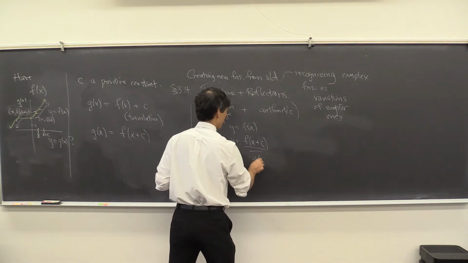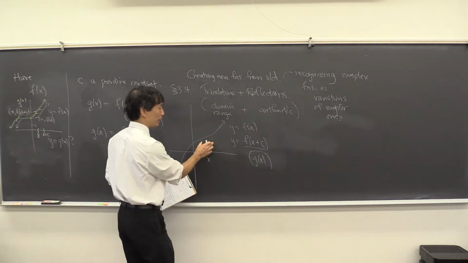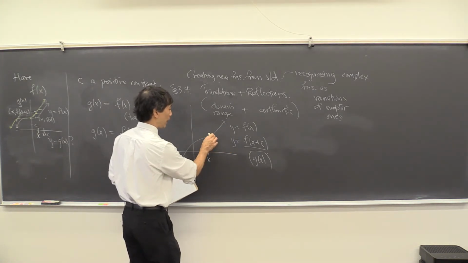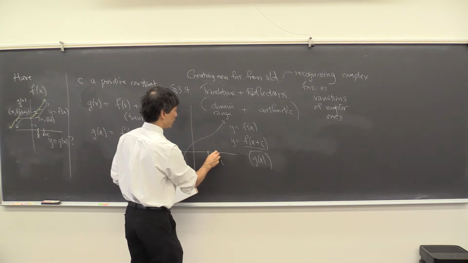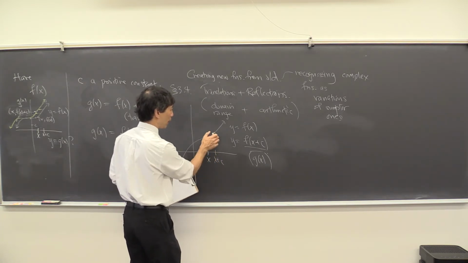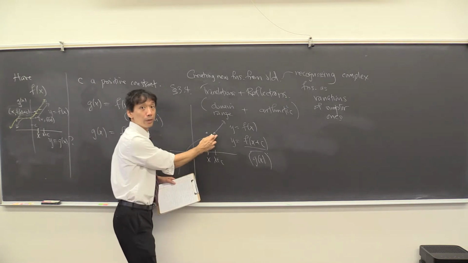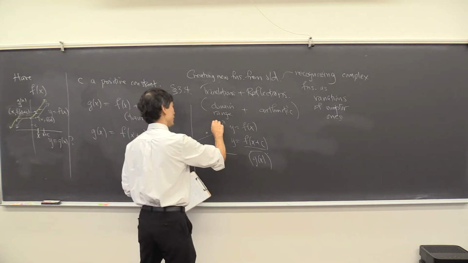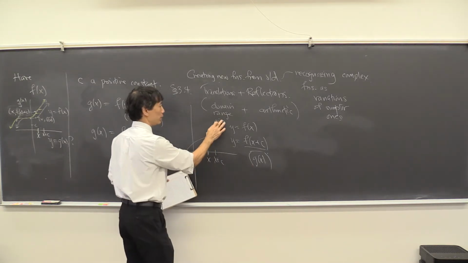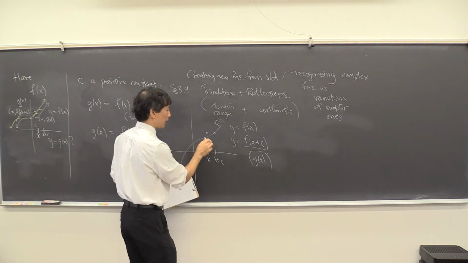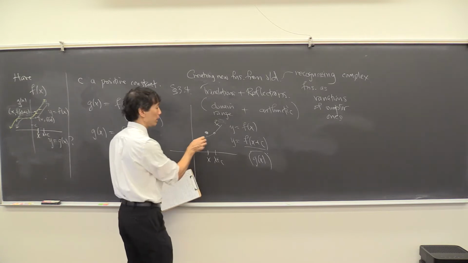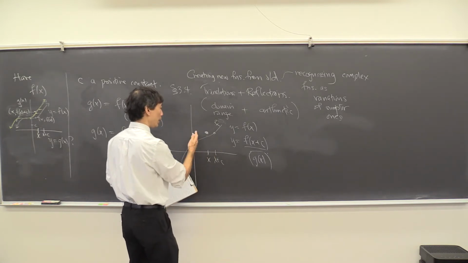of this function g, I say, okay, well at x I'm going to have the value f of x plus c. So here's x plus c. So my y value is actually going to be from over here, right? My y value is going to be from over here because this is the graph of f. This is the graph of f, and at x I need to take the y value from x plus c. So this is going to be my y value. Okay. So everything gets shifted over to the left by c.